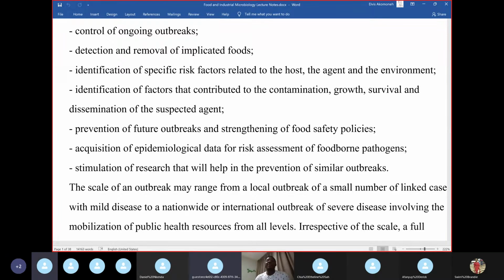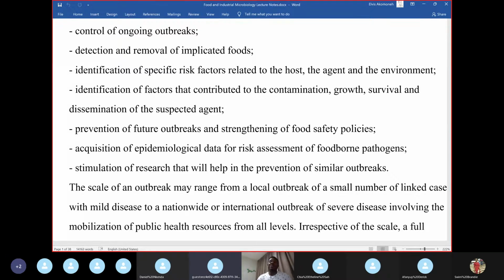We also want to identify the factors that contribute to the contamination, growth, survival, and dissemination of the pathogen. I've already indicated factors that are implicated in contamination. Maybe he bought food and transported it in a poor condition. He was selling in an open atmosphere. He was preparing food with contaminated water or in a very unhealthy environment. Those are all things that could do that.